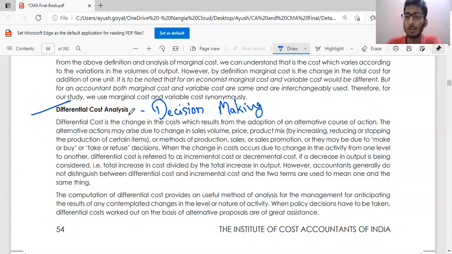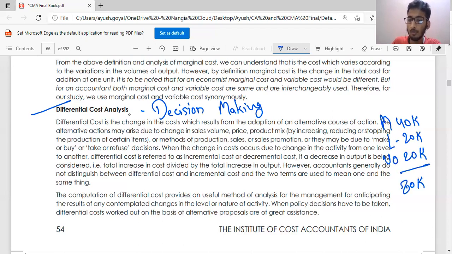So this is the differential cost analysis. And this is the beauty of differential cost, that in marginal cost, we consider only variable cost. If I go ahead with the marginal cost concept only, my cost would be 40K material, 20K labor, 20K variable overhead. So total cost would be 80K. I am getting revenue of 100K. So I'm having a profit of 20K.